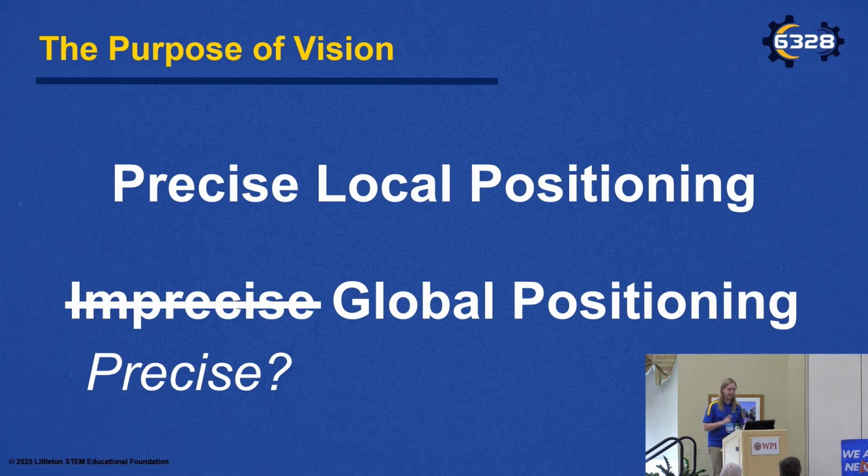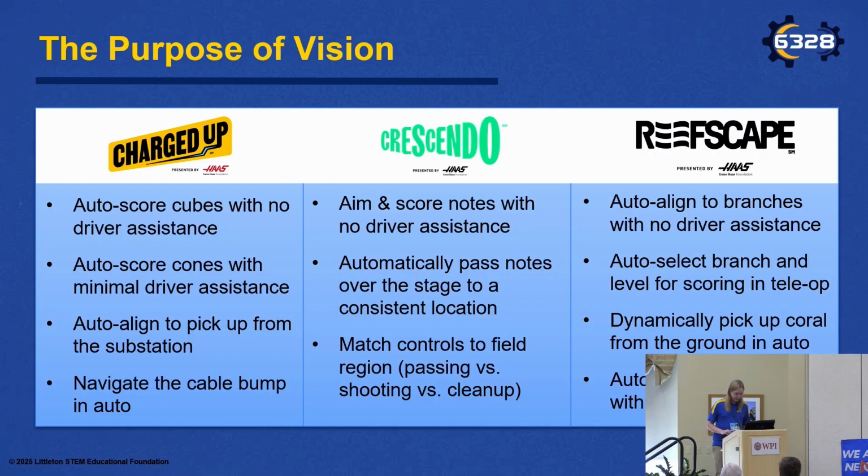There are, though, a couple of issues with that. The most fundamental issue really is one of purpose. The reality is that global positioning is fundamentally more limited in utility than reliable local positioning, which accounts for all of the most critical game objectives.